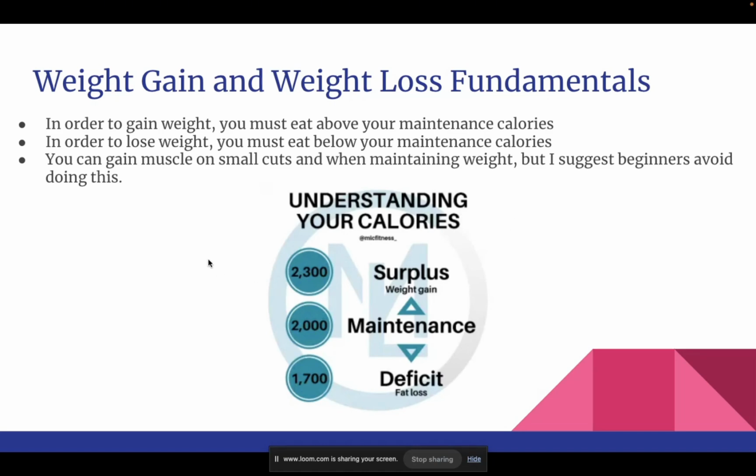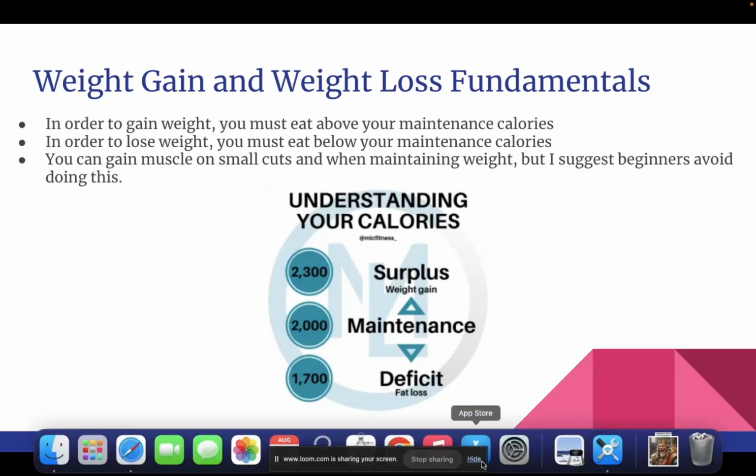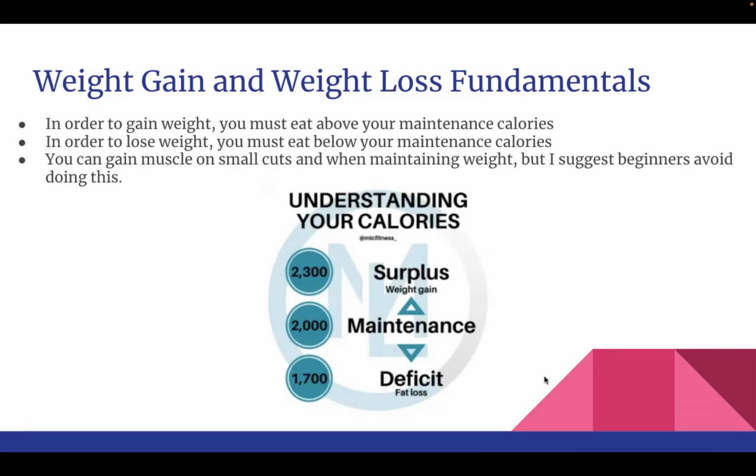So let's look at this graphic right here. Let's say your maintenance is 2,000 calories a day. If you're a guy, your maintenance calories are going to be substantially higher than 2,000 calories a day, most likely, unless you don't move. But let's just say you use the TDEE calculator, which we will look at here shortly, and it was determined that your maintenance calories was 2,000 calories per day. All right, so anything above 2,000 calories you eat is a caloric surplus, which means you will be gaining weight for that day.